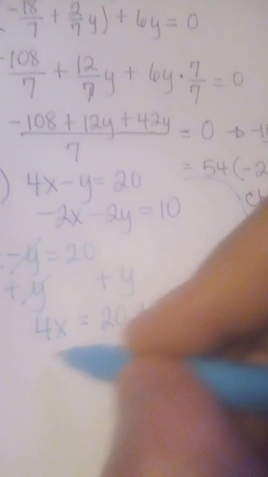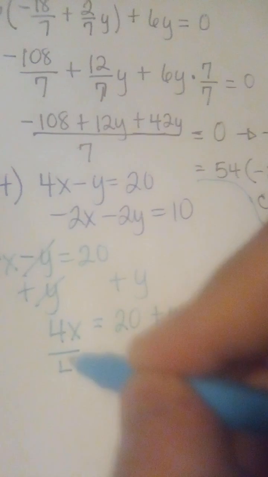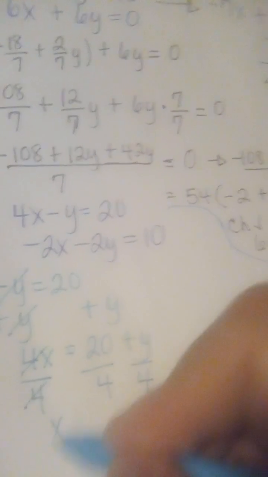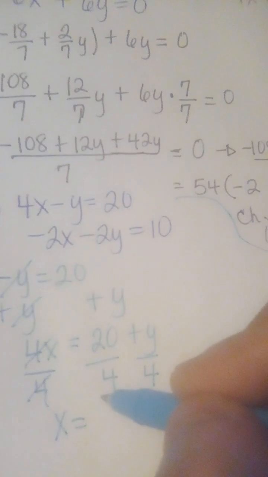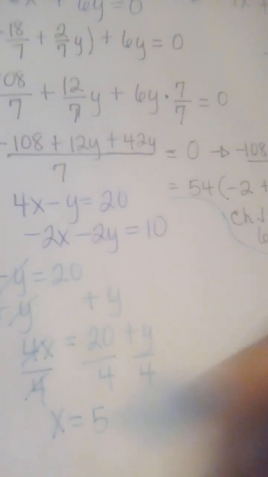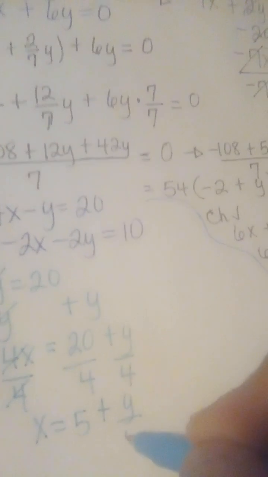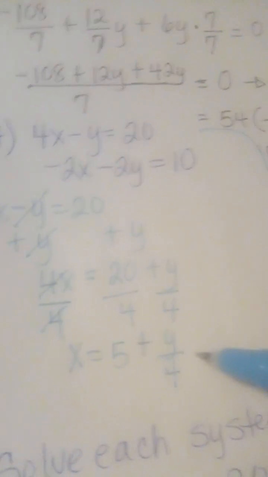Then we have to divide 4 to both sides of the equation. Then we cancel these out. That brings down x. 20 divided by 4 is 5. And then we have plus y over 4. That's for x. Okay? That is for x.